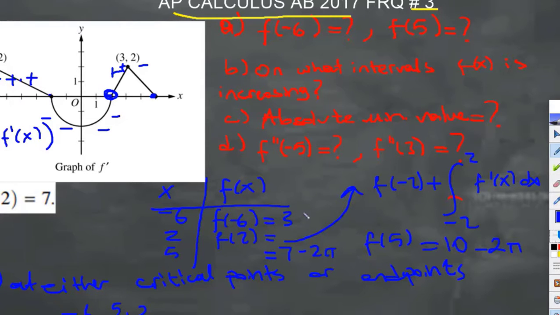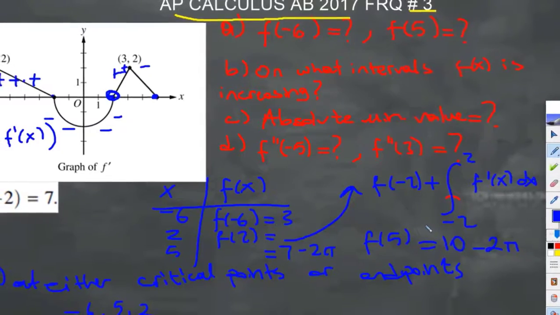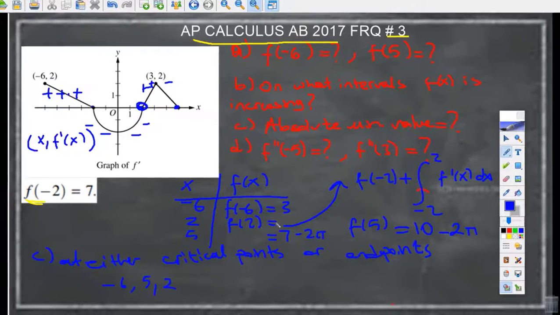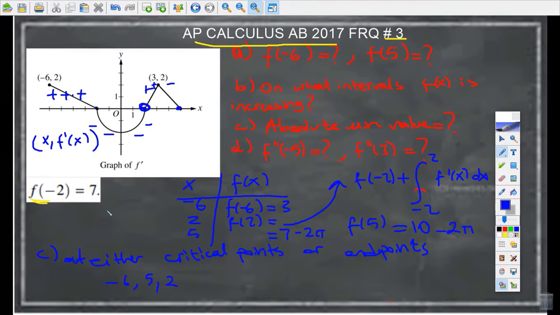So since we know all these three values, we need to figure out which one came out to be less than the others. So 7 minus 2 pi came out to be less than the others, so that's why my absolute minimum value is going to take place at x equals 2, and this is the absolute minimum value, 7 minus 2 pi.